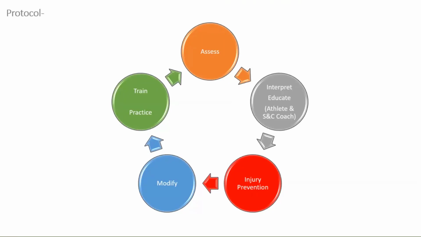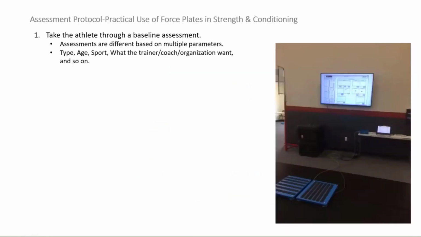Now, if it's something that has to do with my area or with the trainer's area, I'll educate the trainer to see if they're on the right path returning a player back to play. And then if there's any red flags that come up, we'll go into injury prevention mode, then we'll modify the program, and we'll train or practice based on what we find and what we're assessing. Then we reassess and kind of just keep going in this circle. So that's kind of how my protocol works.